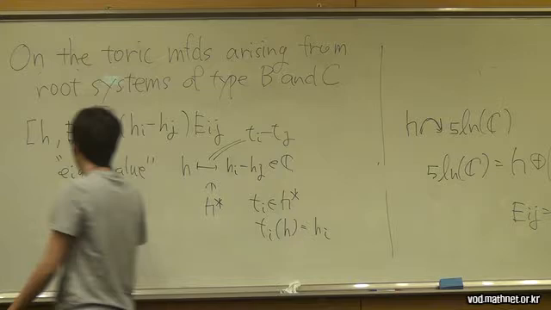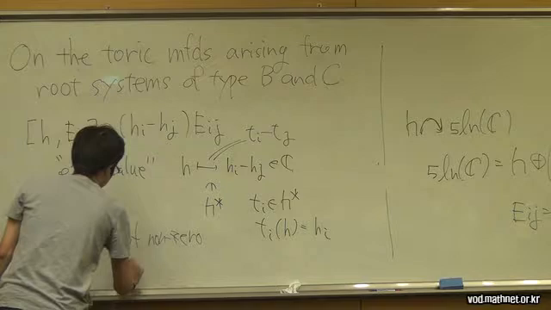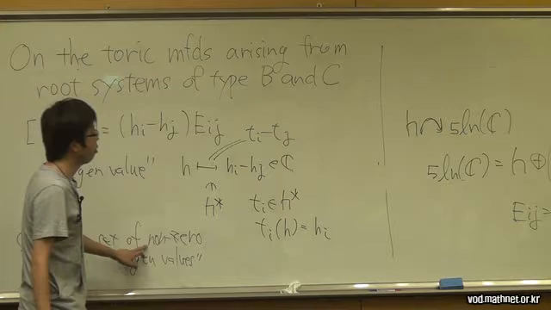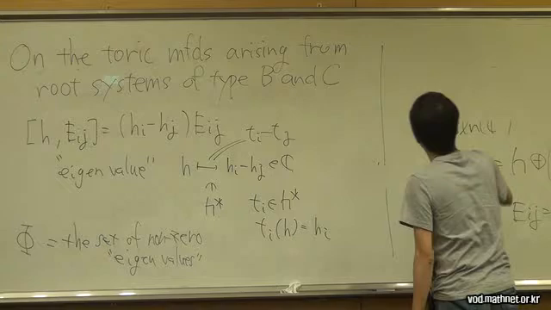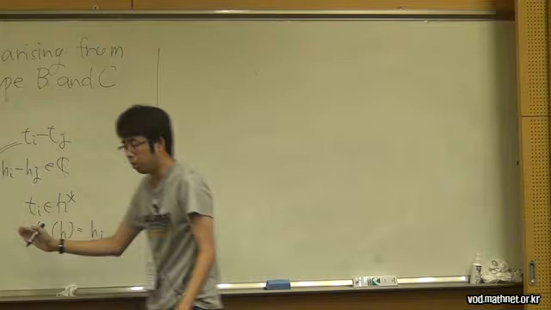The root system of SL_n is just the set of non-zero eigenvalues, as elements of the dual of this H. Why we ask for non-zero is that the zero eigenvalue part doesn't contain any important information here. And so we're going to make fun out of this root system.